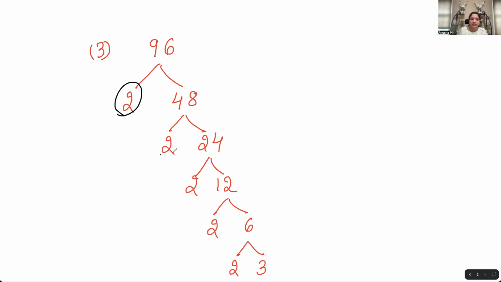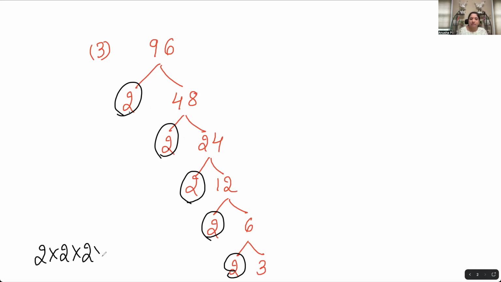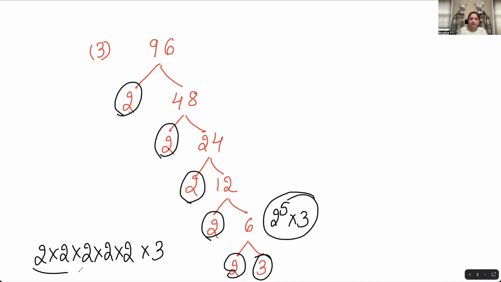Now circle the number of 2's we have. How many 2's do we have? 1, 2, 3, 4, 5. We can write the answer as 2 times 2 times 2 times 2 times 2, 5 times, and then 3. Or we can also write it as 2 to the power of 5 times 3. Okay, this is one method, or we can do another method also.